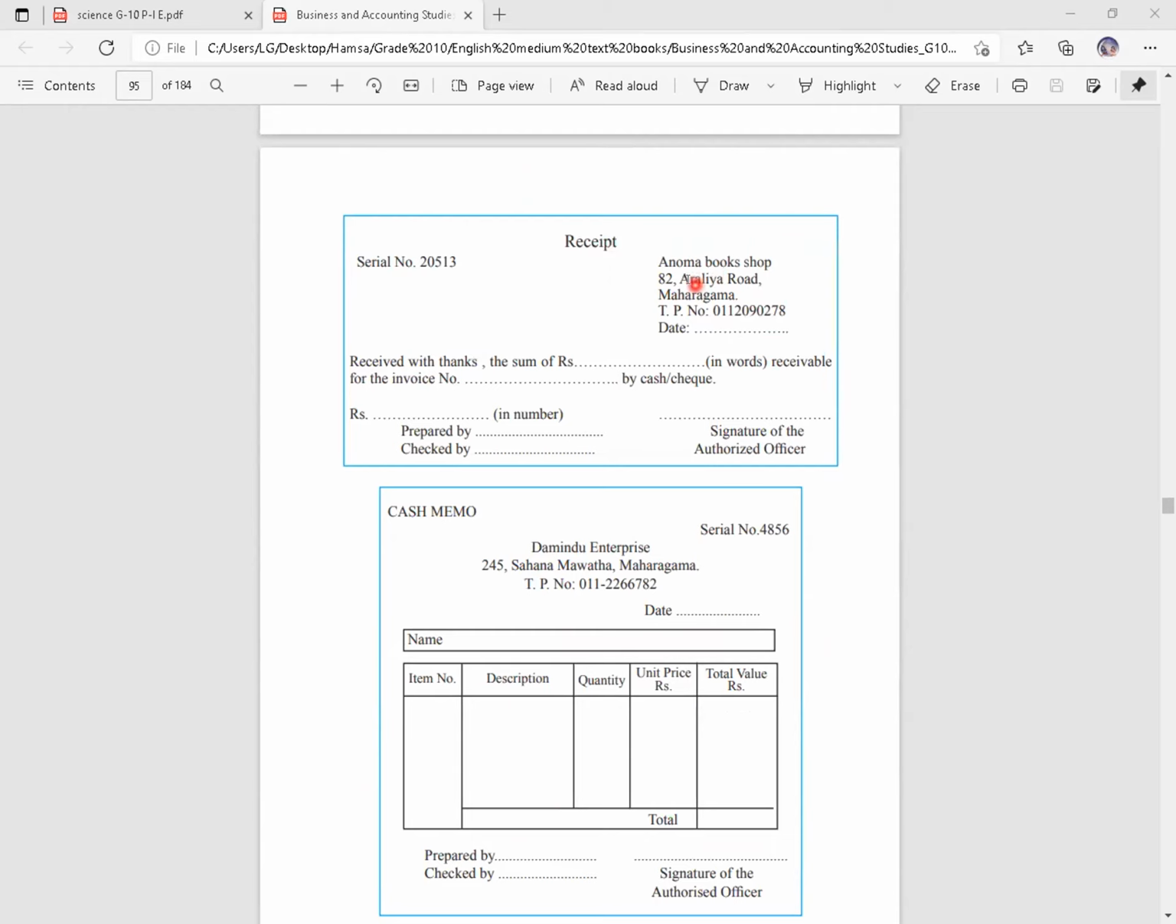Here, Anoma Bookshop, 82 Aralia Road, Maharagama. Telephone number is mentioned. Okay, serial number. Whose address is this? The business's address or the person who is paying the cash? Whose address is that? Person who is paying the cash? No.